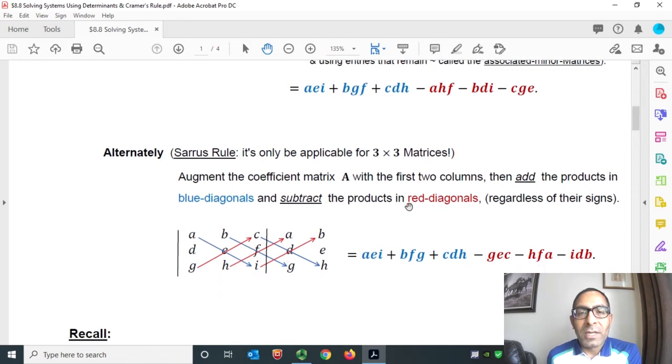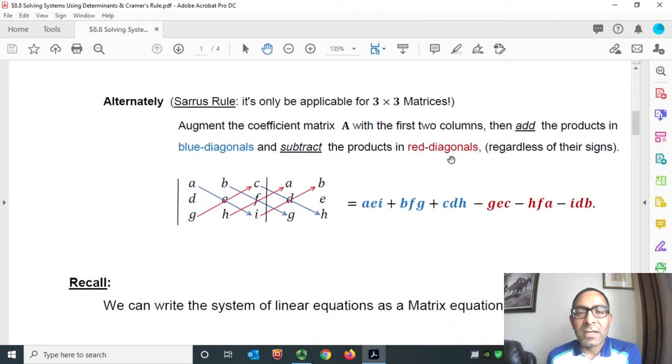We have an alternate approach to expand the 3 by 3 determinant, which we call the Sarrus rule. In the Sarrus rule, we augment the coefficient matrix with the first 2 columns, then add the products in the blue diagonals, the diagonals are shown here, and subtract the products in the red diagonals as follows. For example, this is the determinant of the coefficient matrix, and we augment the first 2 columns here. This is the first column and this is the second column.